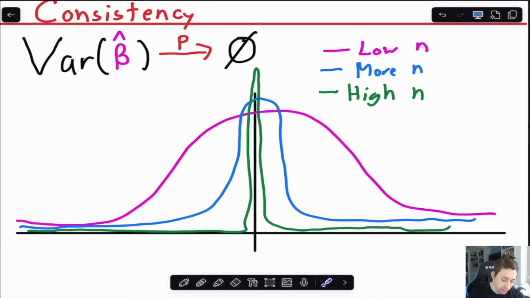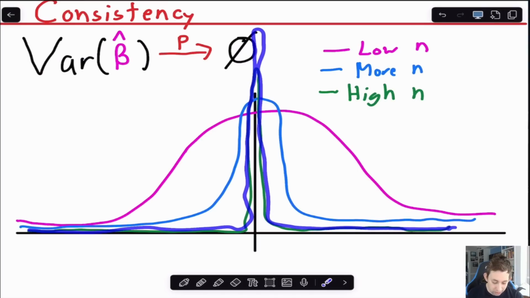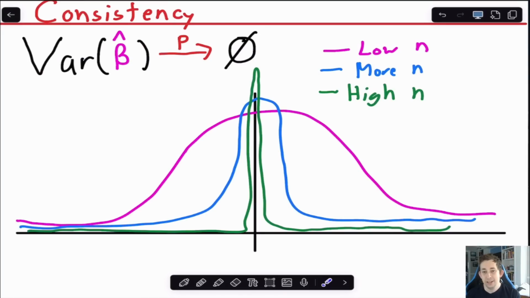All consistency means is that the variance of our beta hat is going to converge in probability to 0. All that means is that as we add more and more observations to the sample that we're using each time, the variance should go to 0. So this is my variance of beta hat in samples with a low number of observations. When I increase the number of observations, my variance goes down, and my distribution looks like this. And as I add more and more observations to each sample, my distribution is going to basically become something like this, a normal distribution with 0 variance, and it's going to be centered. If it's centered at the expectation, then I have an unbiased estimator, and so it's consistent.